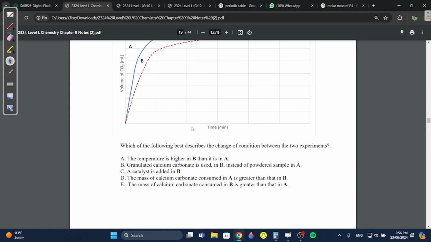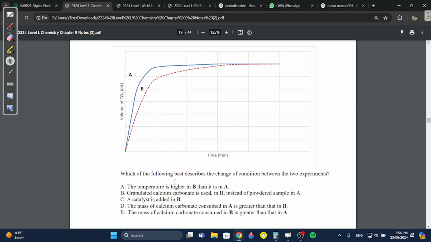Which of the following describes the change of condition between the two experiments? The temperature in B is higher than A. Surely no. Granulated calcium carbonate is used in B, but powdered is used in A. Surely A has the faster reaction, so it will have higher surface area. So this is correct. B is correct.